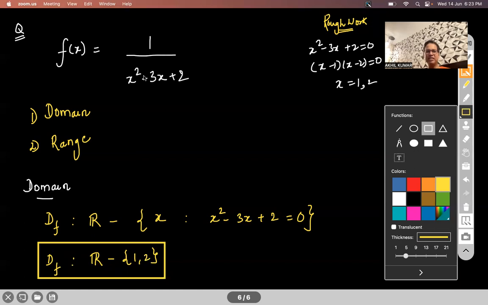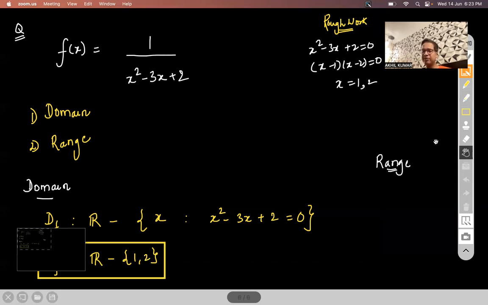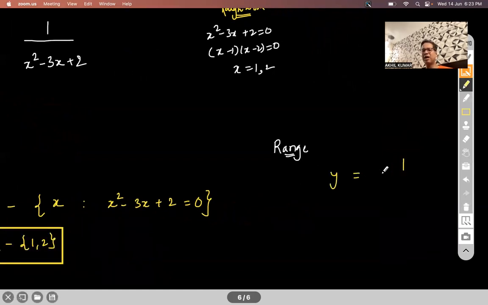Okay, Mia, we'll check the answer. Next, range. Range is a different ball game, so you have to be careful while finding the range. Let's start with the same process. The process is we start calling it as y.